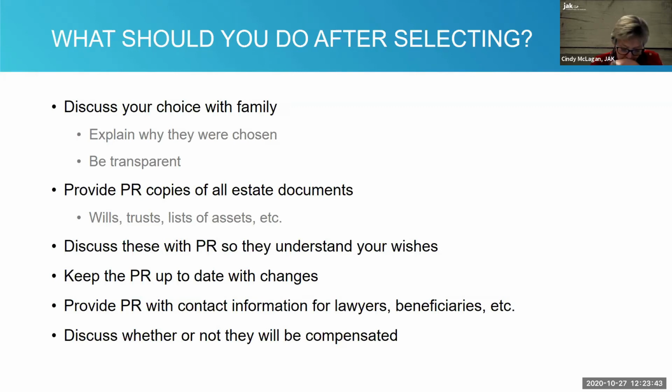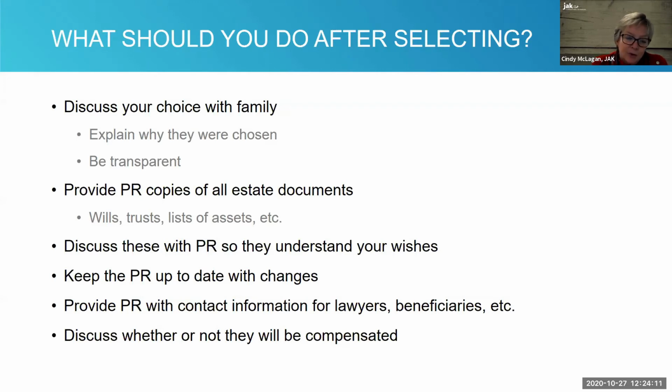And then if you have any changes, let them know. If you decide later that you want to give your house to one child as opposed to another, don't change your will and not let your personal representative know. Don't add any codicils or anything to your will without forwarding a copy of that to the personal representative.